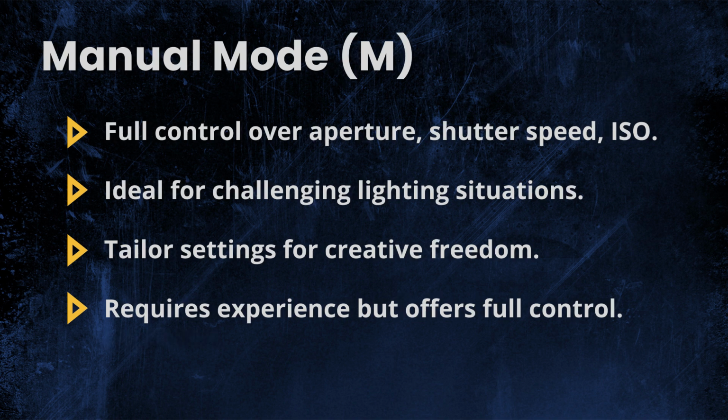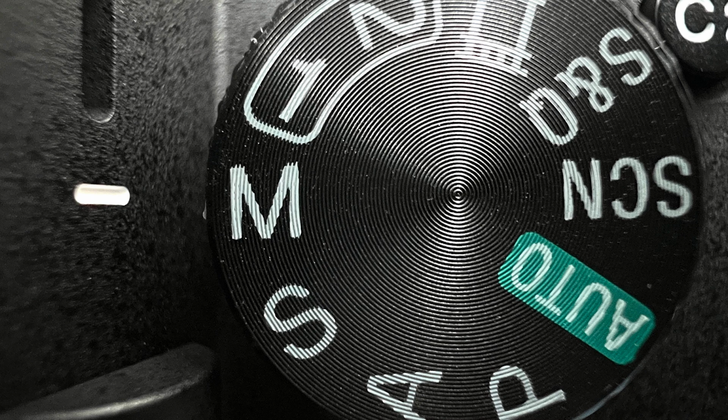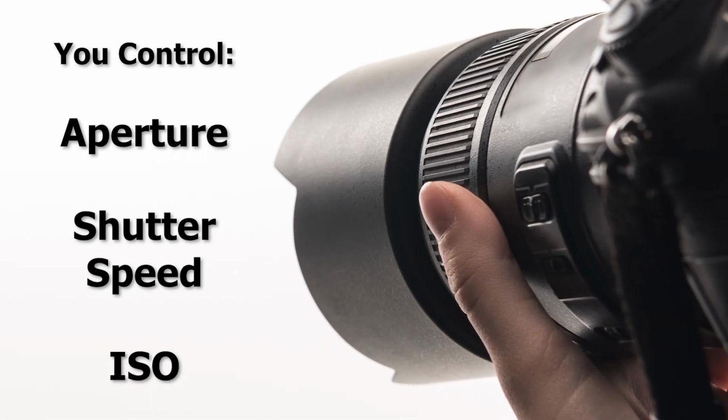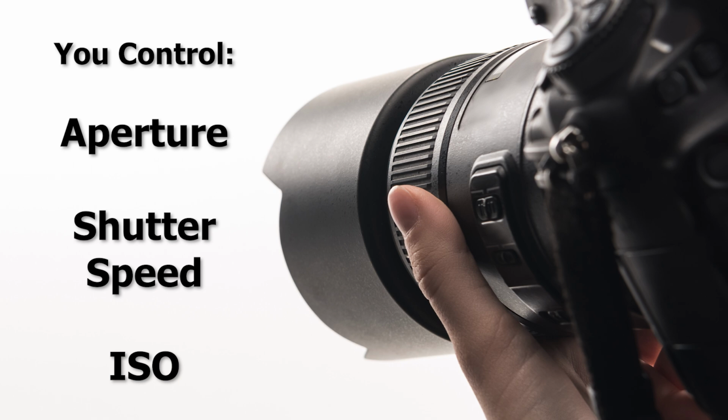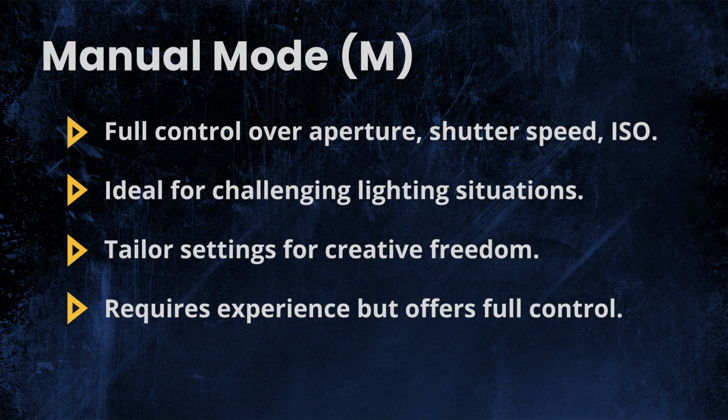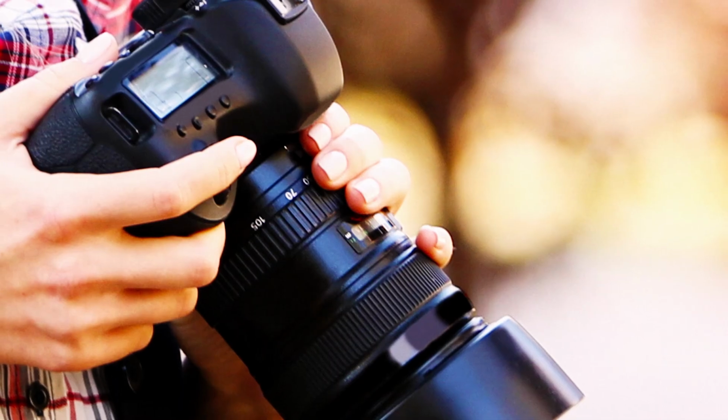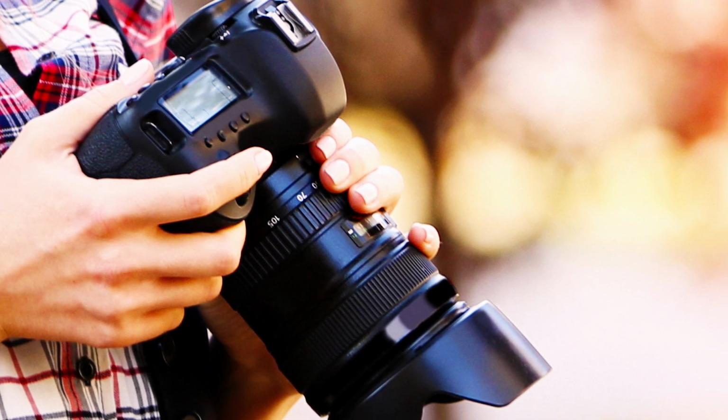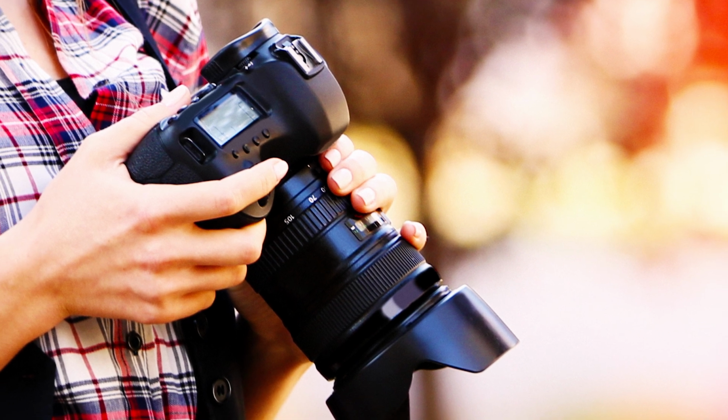Finally, we have Manual Mode or M mode. And this is a mode where you have full control over every aspect of your exposure. You set the aperture, the shutter speed, and the ISO yourself. And I realize that you can set auto ISO with some cameras in manual mode, but I'm going to give you the full manual definition, the traditional one. This mode gives you the most creative freedom, allowing you to tailor your camera settings exactly to the scene that you're capturing. Manual mode is especially useful in challenging lighting situations where you want complete control.